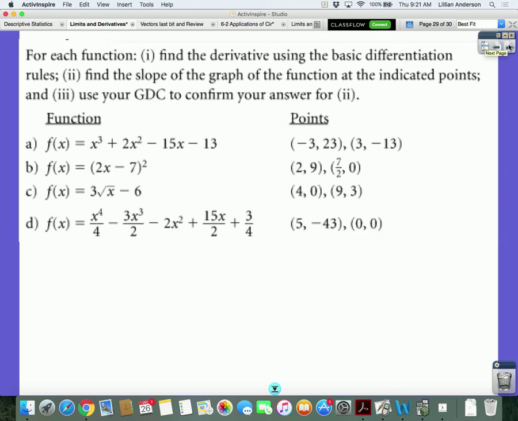With these next ones, you have that extra space right underneath this slide, so use that for these problems as well. You're going to find the derivative of each one using the basic rules, not the formal definition, the rules we just went over. You're going to find the slope at each one of these indicated points, and then you're going to use your graphing calculator to confirm it. Okay?